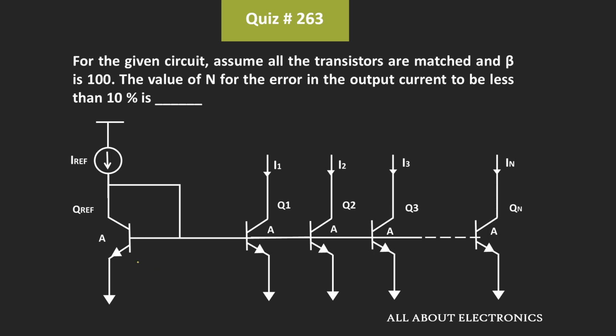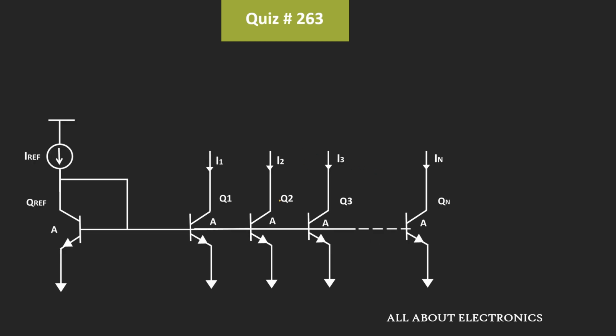So in this question, we have been given this current mirror circuit and here we have been asked to find the number of transistors, or the value of N, in such a way that the error in the output is less than 10%. As you are aware, this current mirror circuit is used to generate several copies of this reference current.